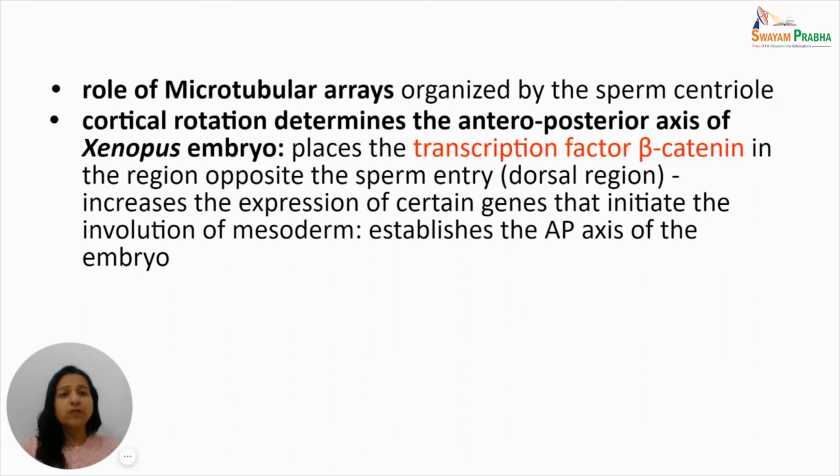Remember, the point of sperm entry determines the dorsoventral axis and the cortical rotation determines the antero-posterior axis of the Xenopus embryo.